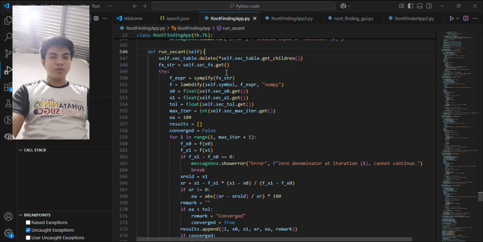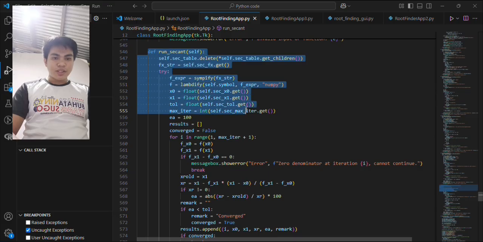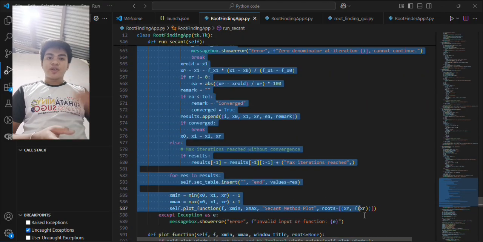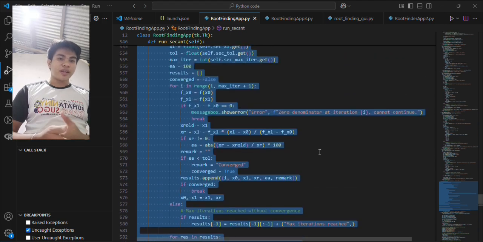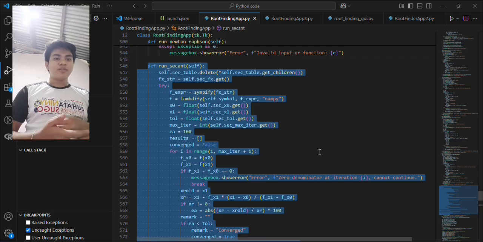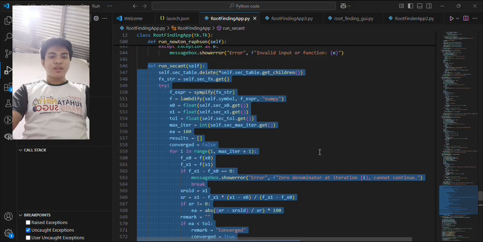Now let's proceed to the code, the run secant. Let's talk about it step by step. Step 1, initialization. Read initial guesses x0 and x1. Step 2, iteration loop. Evaluate the function at both points. Compute the next guess using the secant formula. Measure error as x2 minus x1.